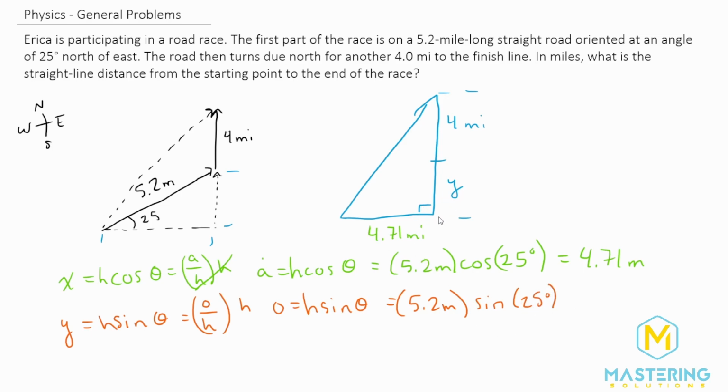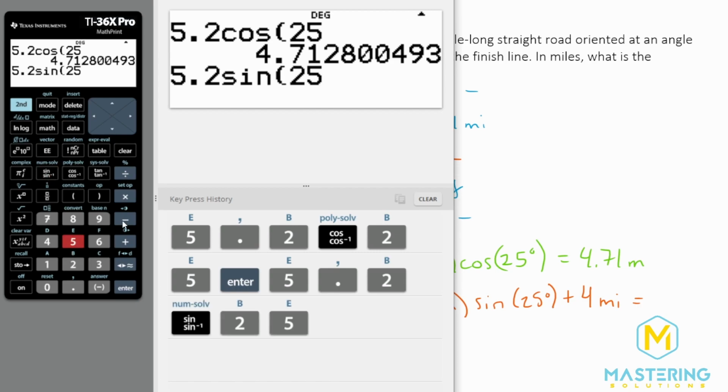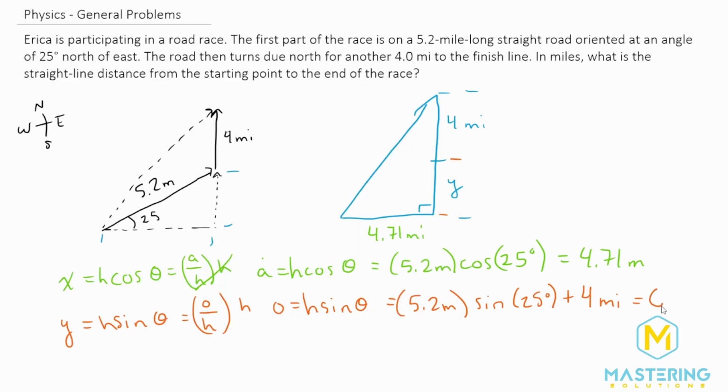But that only tells us this part from here to here. So we can actually just add in the 4 miles, and that'll give us the total leg from here all the way down to here. So now we have 5.2 times the sine of 25 plus 4 gives us 6.197, so 6.20 miles.